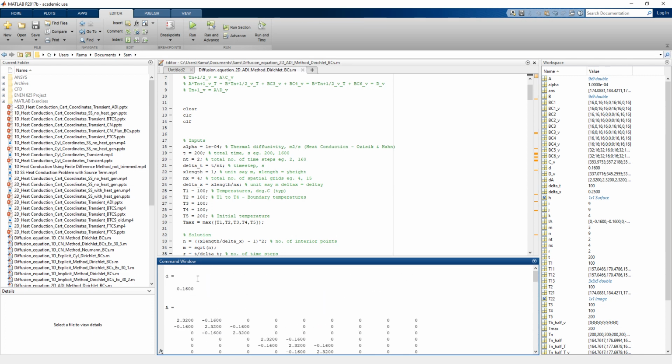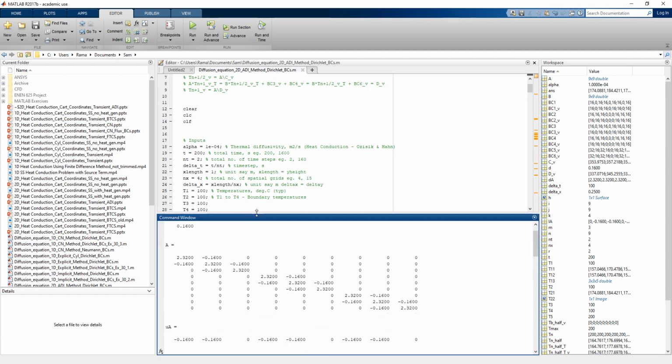Here the diffusion number D is given as 0.16. A is the tridiagonal matrix which we have seen. This matrix is the same for the first time step as well as the second half time step of the ADI method.